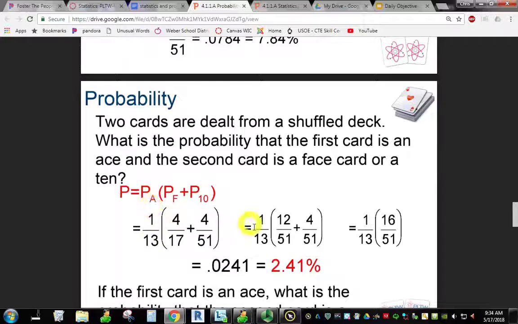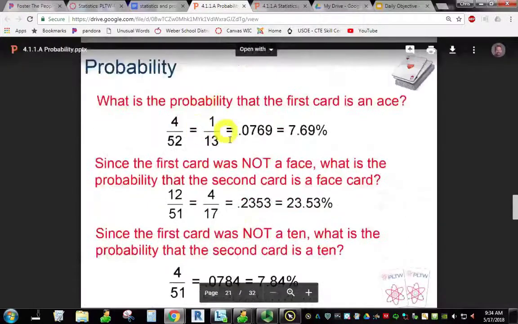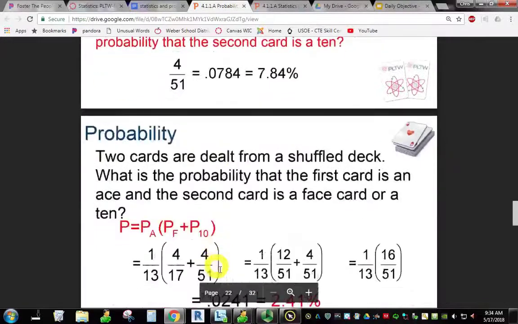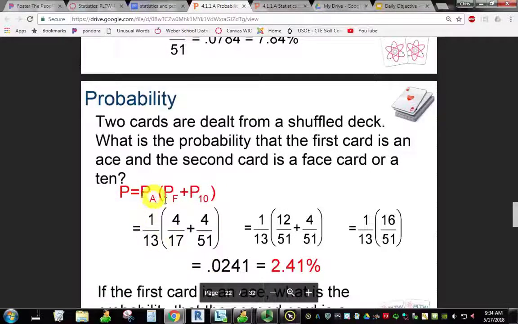So 1 over 13, and they're using these reduced numbers. Don't get confused about that. So look, 1 over 13, 4 over 17. So 1 over 13 for ace. They're using the reduced. 4 over 17 for face card. But here's what's important. Plus, plus, plus, plus.